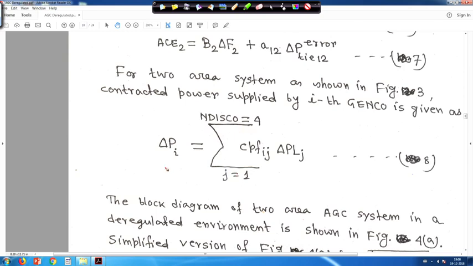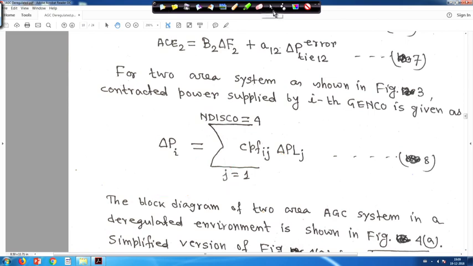If you put i is equal to 1, then it will be CPF11 delta PL1, CPF12 delta PL2, CPF13 delta PL3 plus CPF14 delta PL4. If you put i is equal to 2, you will get delta P2. So it is for the ith GENCO, and in this case i is equal to 1, 2, then 3, then 4. So you will get delta P1, delta P2, delta P3 and delta P4, and if you write that in matrix form, there is no need to recall this one, you can easily get it.